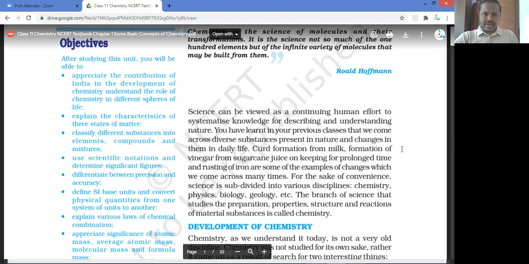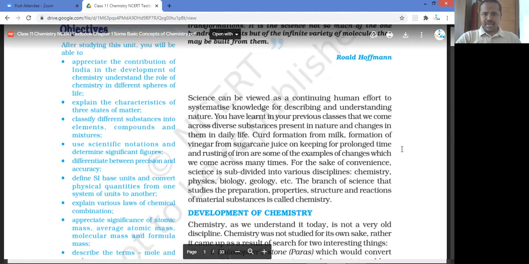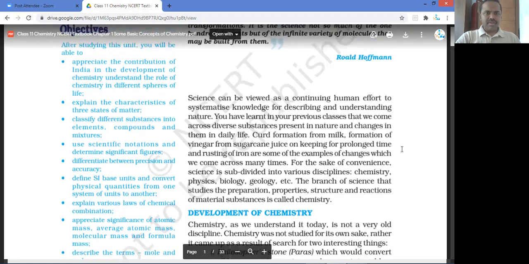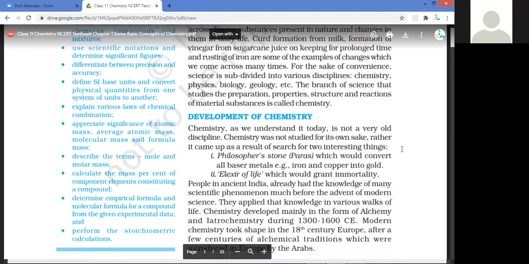The branch of science that studies the preparation, property, structure, and reactions of material substances. Okay, preparation, properties, structure, and reaction of material substances. It's called chemistry. After studying the unit, okay, there are a lot of points they have covered.